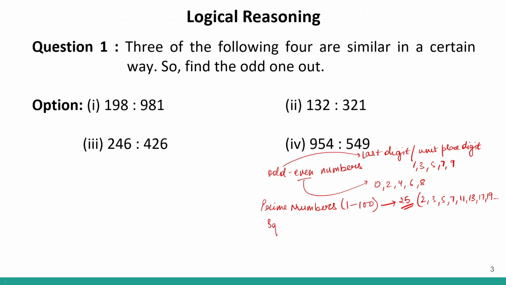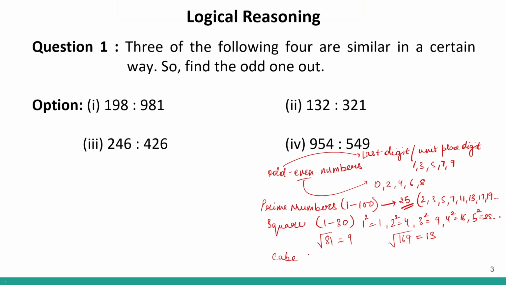Then you should know squares and square roots of at least 1 to 30. If you look at the numbers, 1 square is 1, 2 square is 4, 3 square is 9, 4 square is 16, 5 square is 25, and so on. Square root means that if you see a number 81, you should be able to tell that its square root is 9. If you see a number, let's say 169, you should be able to tell that the square root of 169 is 13.